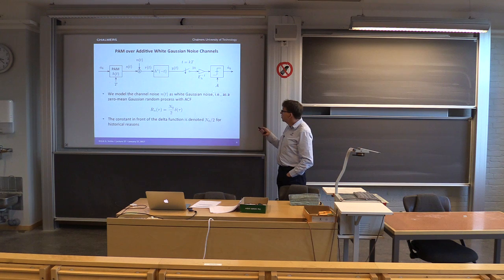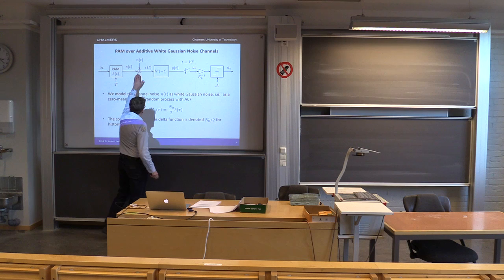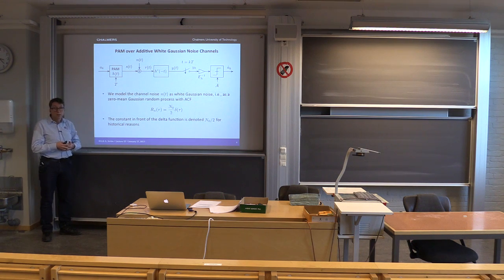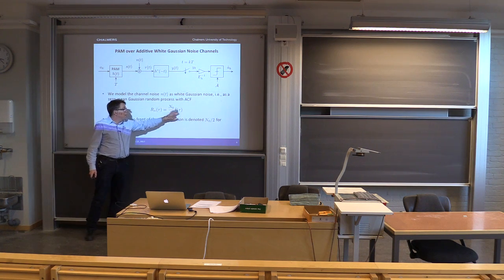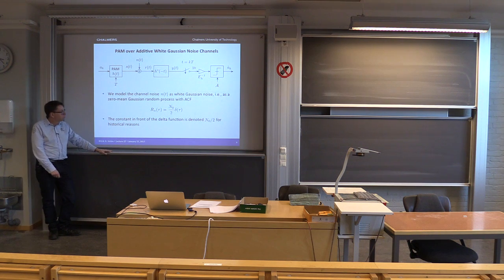Okay, so white Gaussian noise, what does that mean? Well, it means that the noise has mean 0, so the average of it is 0. And it has an autocorrelation function Rn, which is just a scaled delta function. That is the whiteness condition here.